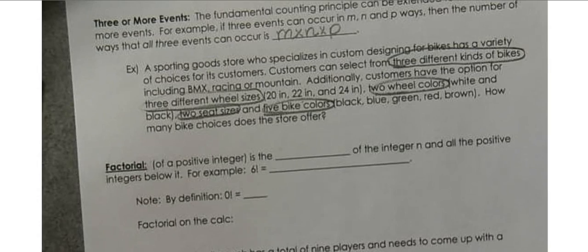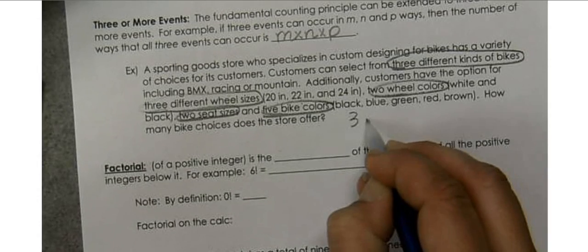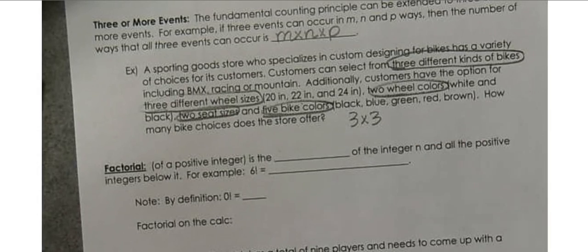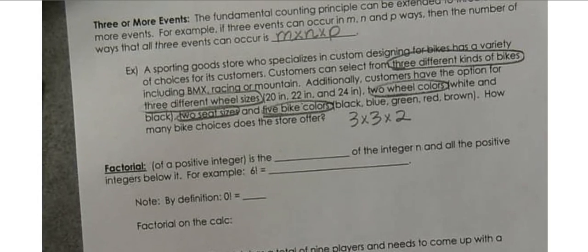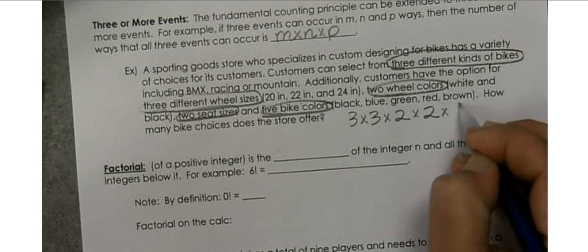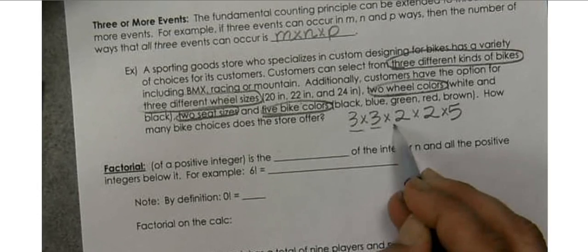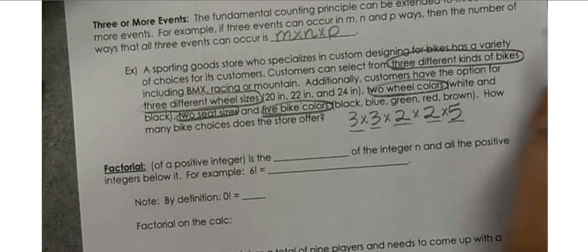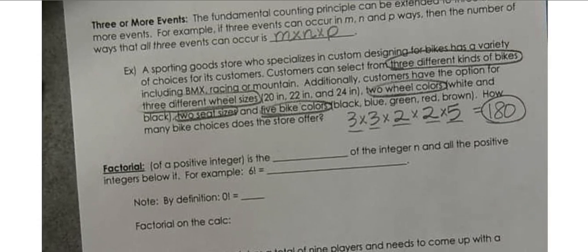Well, they have 3 different kinds of bikes. They have 3 different wheel sizes. They have 2 wheel colors. They have 2 seat sizes, and they have 5 bike colors. So what we would do is just multiply all those different pieces together to find that there are 180 choices. That's it. So you just multiply all the choices together.